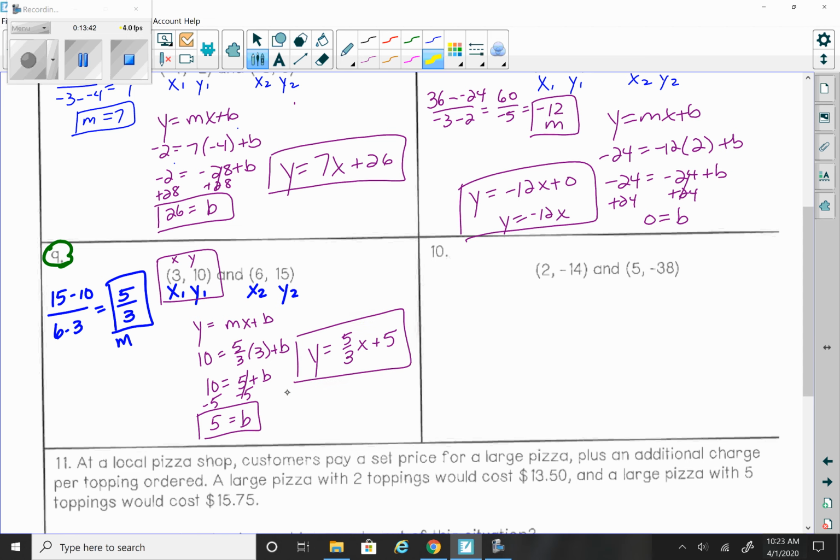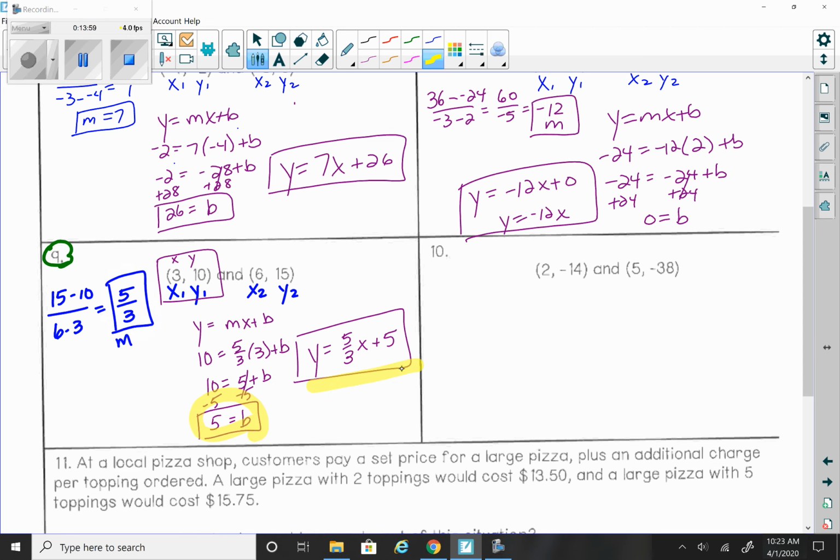So again, in today's lesson, we added an extra step where first you calculate slope, then you take the slope and one of the points and plug it into slope-intercept form to solve for b like we did yesterday. Then you take your slope and your y-intercept and you write the equation.